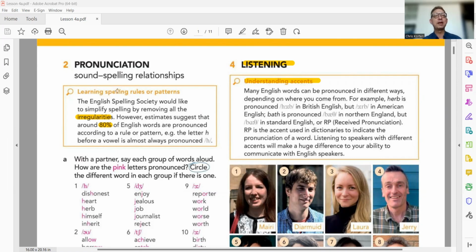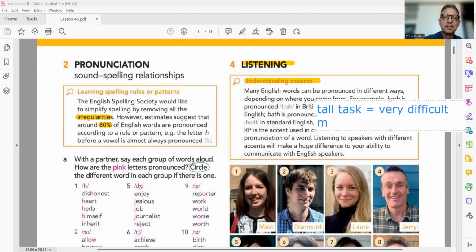All right, some spelling rules or patterns. They're going to try to teach some of the main rules. I think this is a tall task. A tall task is a very difficult task. And the reason it's a tall task is because there are a myriad of spelling rules, and not a few of them, not a few means quite a few, many, contradict each other or appear to contradict each other.